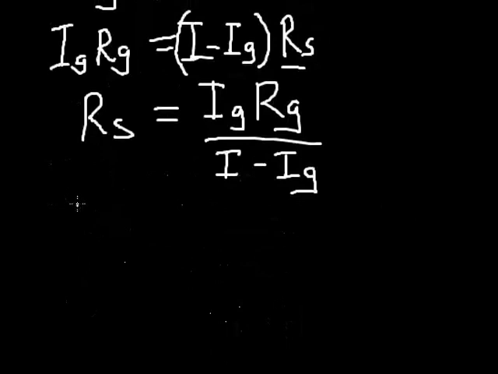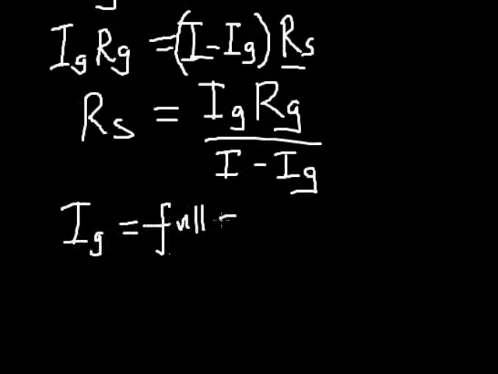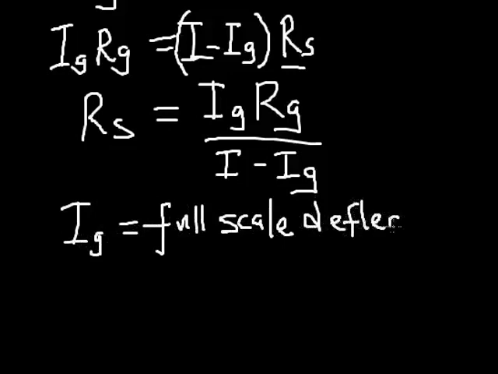Now Ig, as you see here, is known as the maximum current or the full scale. It's being called the full scale deflection. So the only current that will give a galvanometer full scale deflection. Of course, the I is the current that you want to measure, the current you want to convert.